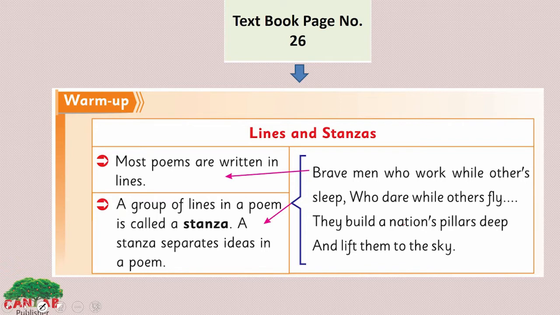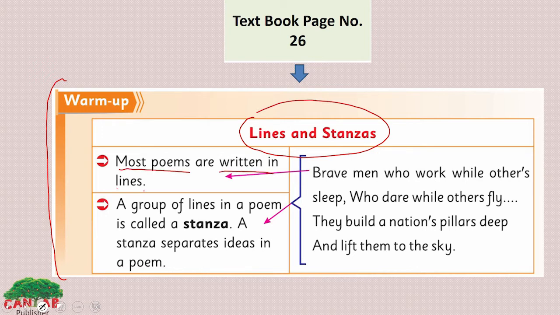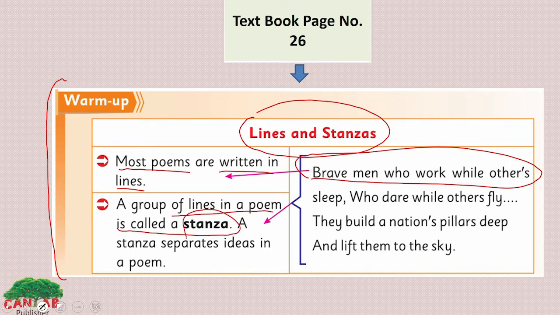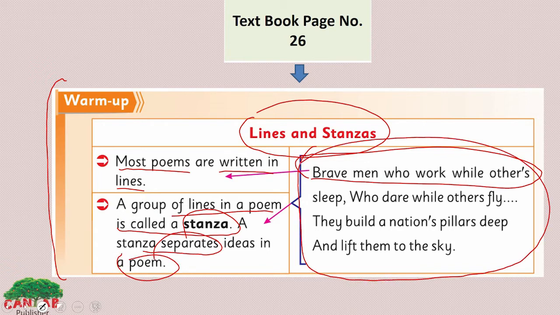First, look at page number 26. There is a warm-up activity here for you. Lines and stanza. The concept of lines and stanza, we will discuss it. Most poems are written in lines, like this is one line here. This indicates one line here. A group of lines in a poem is called a stanza. A stanza separates ideas in a poem. In this one stanza, which contains 4 lines here, there will be 2 or 3 ideas in these 4 lines.